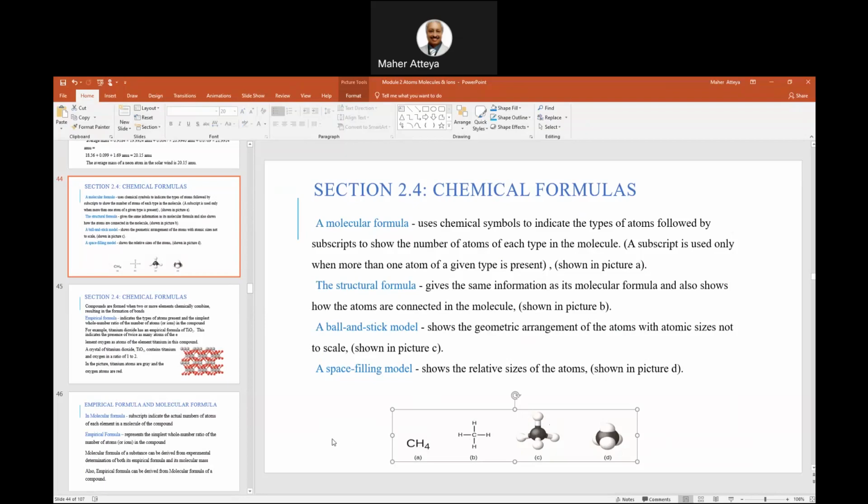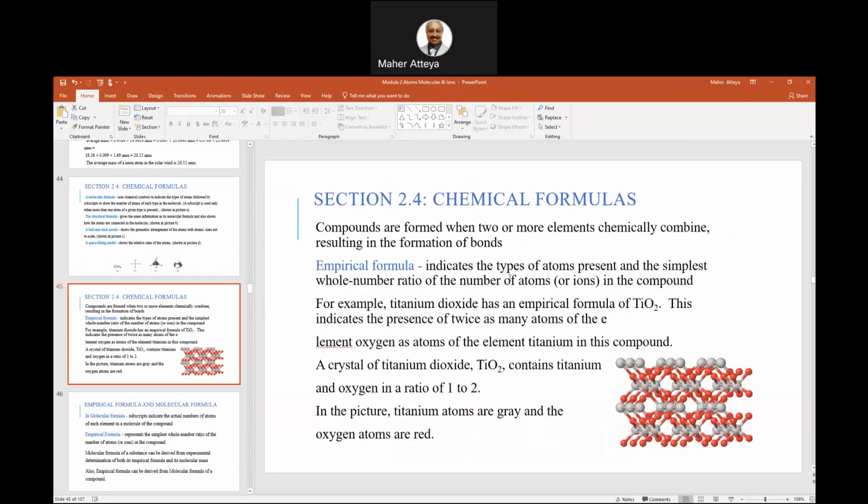So that gives us the real ratio of the elements within the compound. Now we said we have the molecular formula, the empirical formula, and the structural formula, which attempts to draw 3D in 2D, which is limited and does not give us that much. The molecular formula gives us the exact ratio between the elements within a compound.